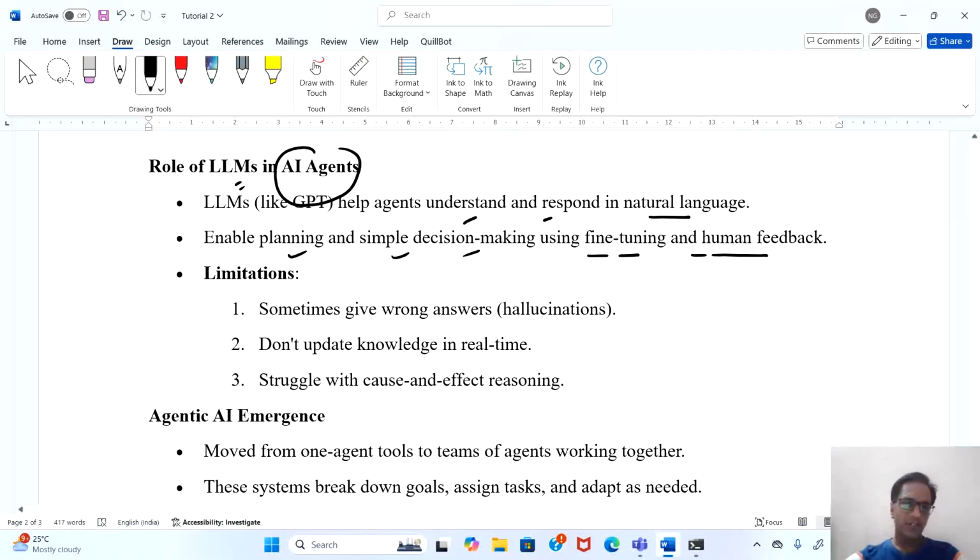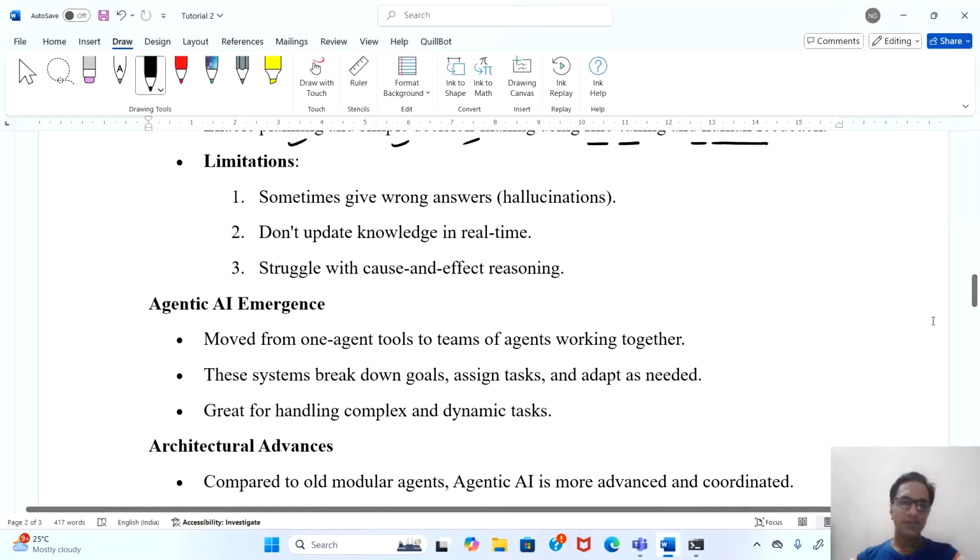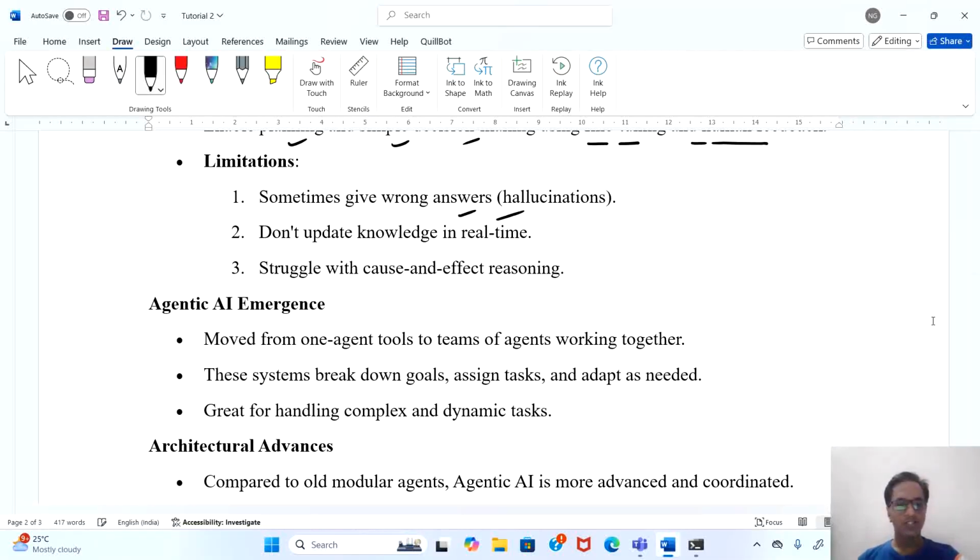However, LLMs do have limitations, like they hallucinate. Okay, they get confused, wrong answers can be given. They don't update their knowledge in real time. Fine, because once the language models are trained over data, they work on that basis. So real time updates might be one of the issues. However, right now we have LLMs which are taking real time information also, and they are generating text accordingly. Well, they struggle with cause and effect reasoning also.